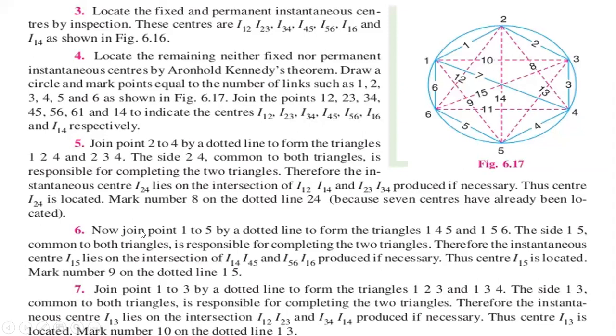And now join the points 1 and 5 by a dotted line to form the triangles. So we are going to join the 1 5 also to form the triangles 1 5 6 and 1 4 5. So 1 4 5 and 1 5 6 are the formed triangles. So the side 1 5 is common to both the triangles. So this 1 5 line is drawn with a dotted line and it is numbered as number 9.